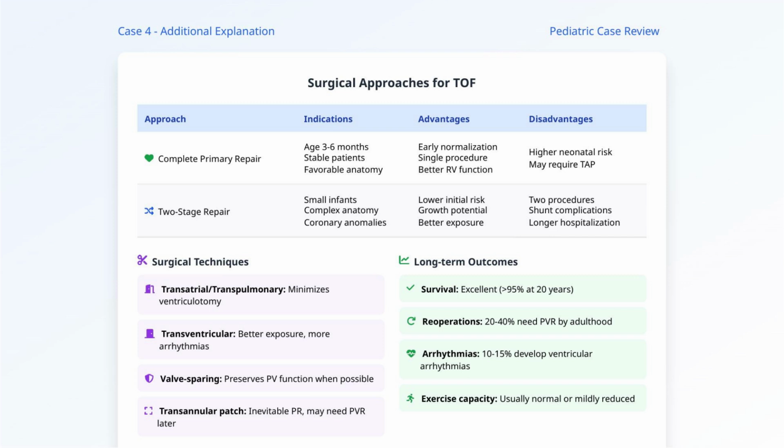Regarding surgical techniques, the transatrial transpulmonary approach minimizes ventriculotomy and potential late arrhythmias, while the traditional transventricular approach may provide better exposure. When possible, valve-sparing techniques are preferred to preserve pulmonary valve function, but many patients require a transannular patch, which inevitably leads to pulmonary regurgitation. Long-term outcomes are generally excellent, though reoperations may be needed for pulmonary valve replacement in adulthood.